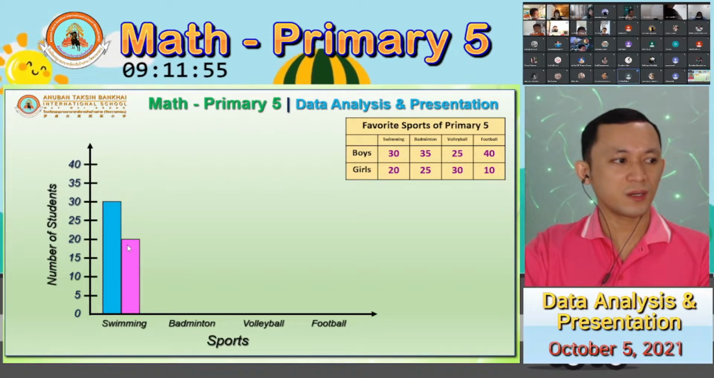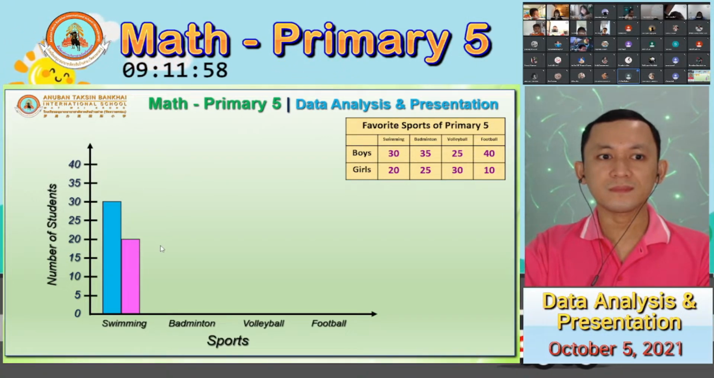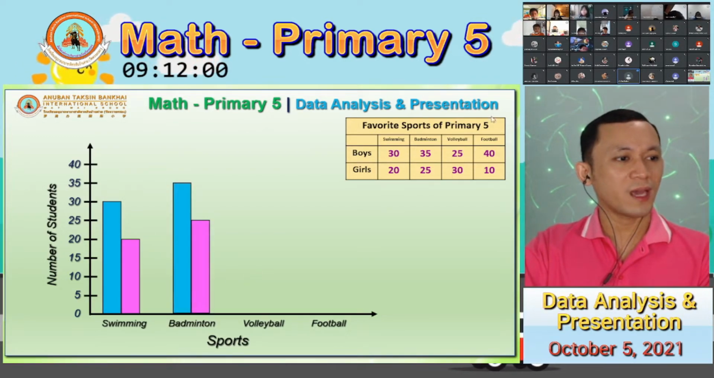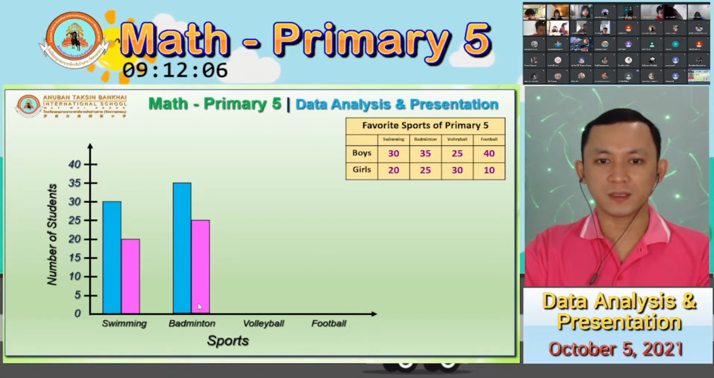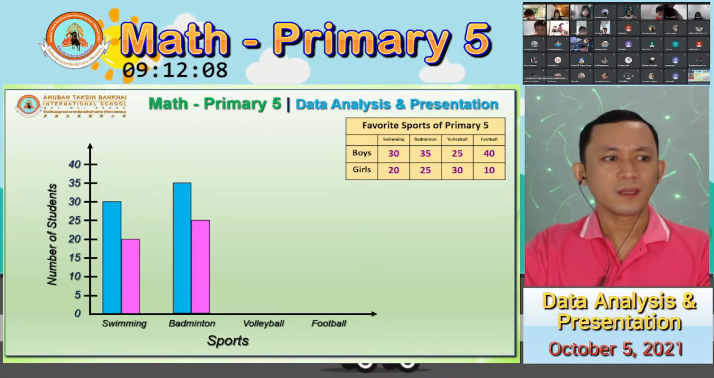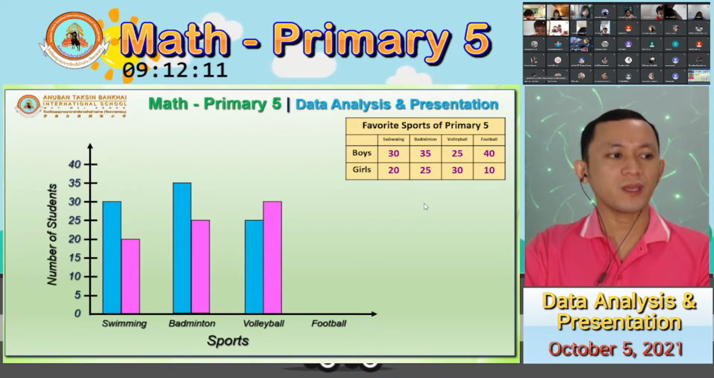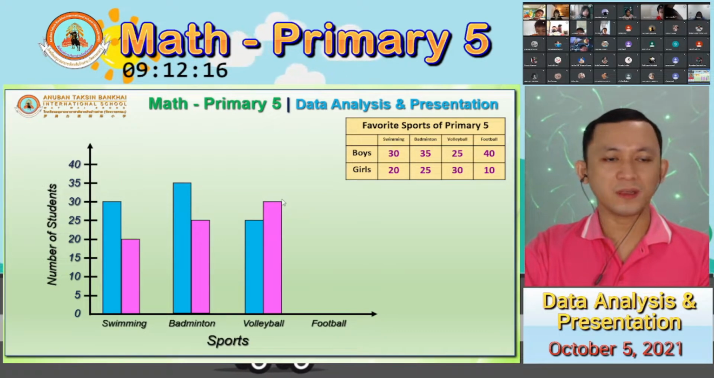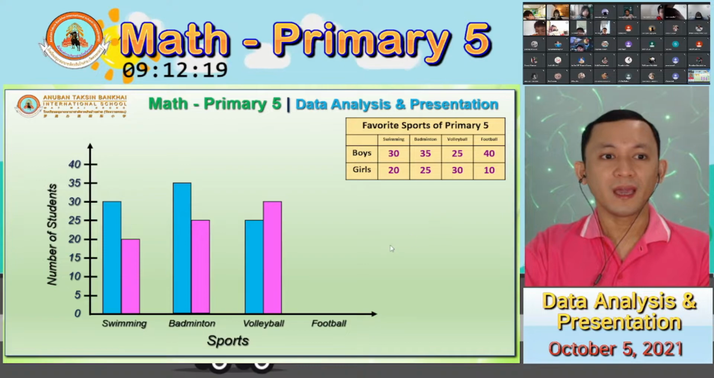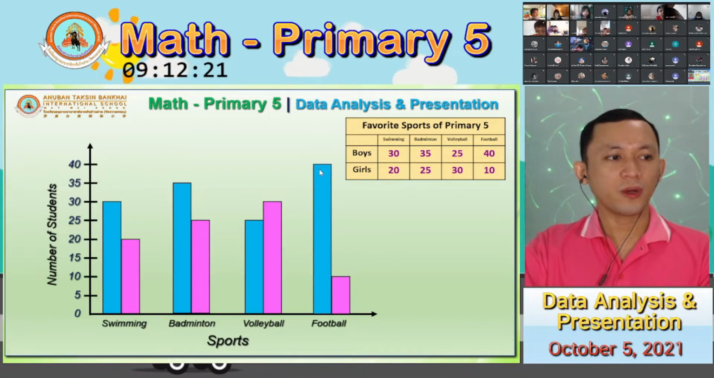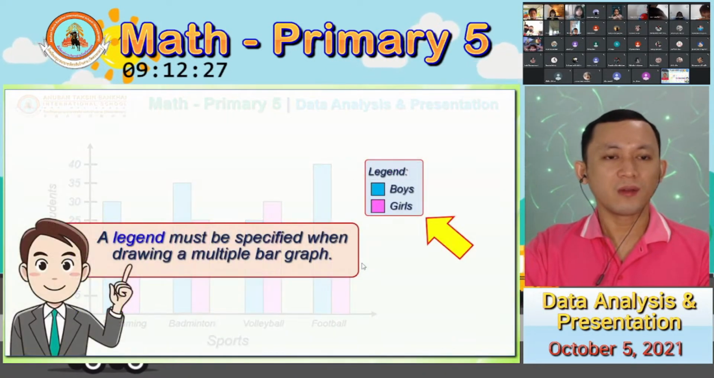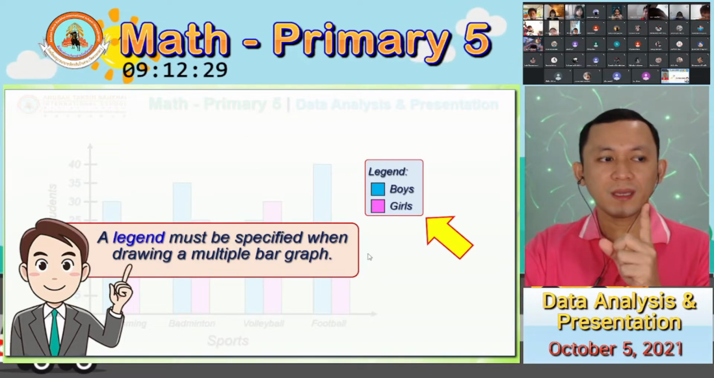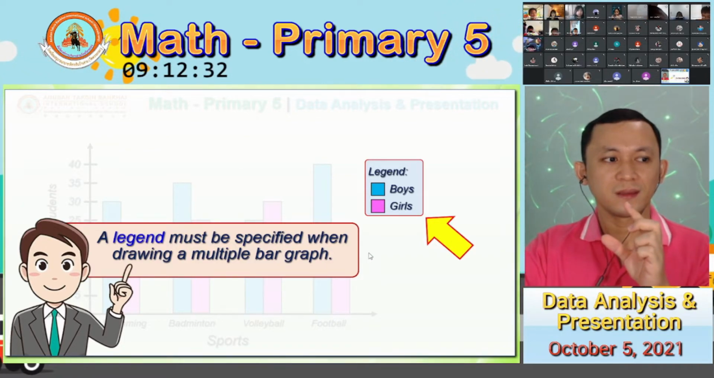30 girls is 20. Okay, now we have badminton: 35 for boys and 25 for girls. Next we have volleyball: 25 for boys and 30 for girls. And we have football: 40 for boys and 10 for girls. Okay, now in this example we need what we call a legend.